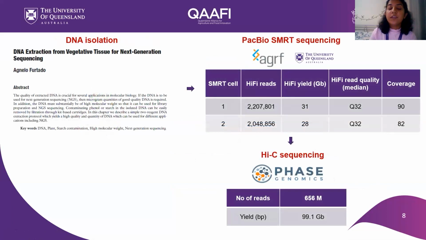So we performed the DNA isolation using the CTAB extraction protocol, as mentioned in the Furtado 2014 paper. And the PacBio SMRT sequencing was performed in 2 SMRT cells, generating around 2 million HiFi reads per each SMRT cell. And Phase Genomics generated around 650 million paired-end Hi-C reads.